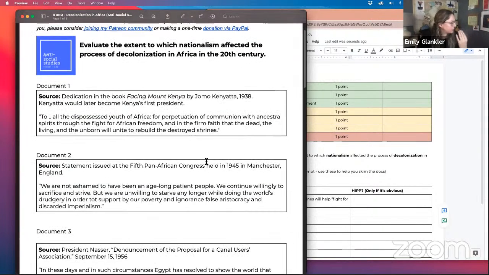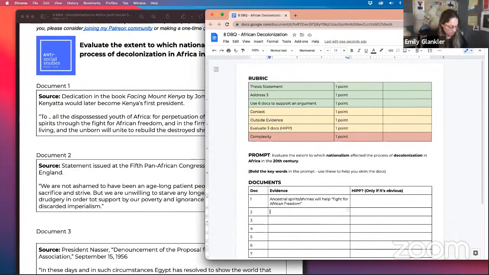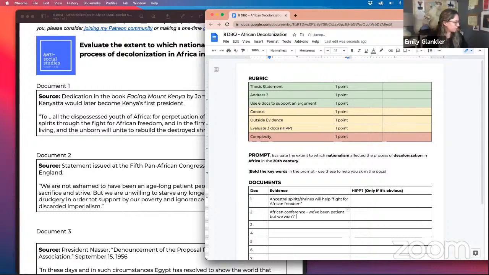Document 2 is a statement issued at the Fifth Pan-African Conference in 1954 held in England. We are not ashamed, we continue to sacrifice, we're unwilling to starve while doing the world's drudgery in order to support false aristocracy, discarded imperialism. Okay, so it's the Pan-African Conference, so I assume this is African leaders. We've been patient, but we won't suffer under imperialism anymore.